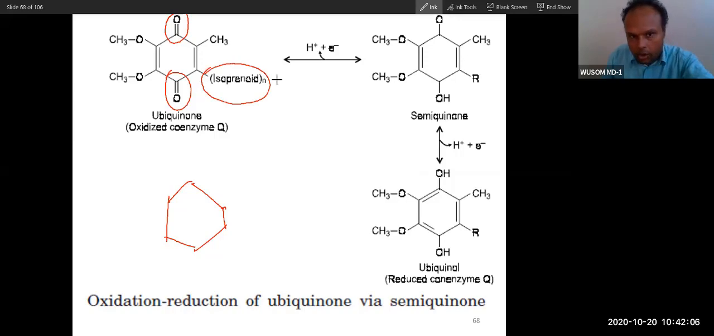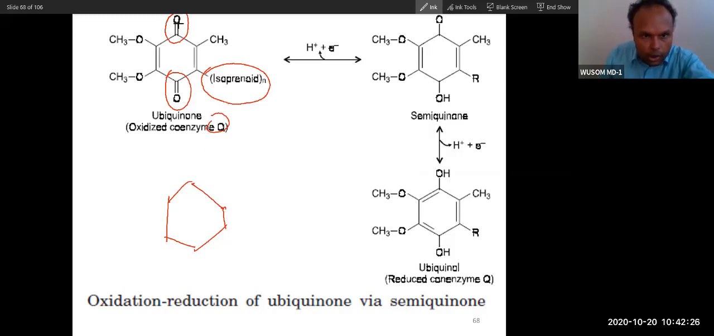Molecular structure actually never comes in the exam. It is for understanding. If you understand the molecular structure, you will not forget. That is why I am providing this molecular structure. So this is isoprene, a lipid-soluble molecule, and that is why coenzyme Q is soluble in lipid. They are present in the inner mitochondrial membrane.